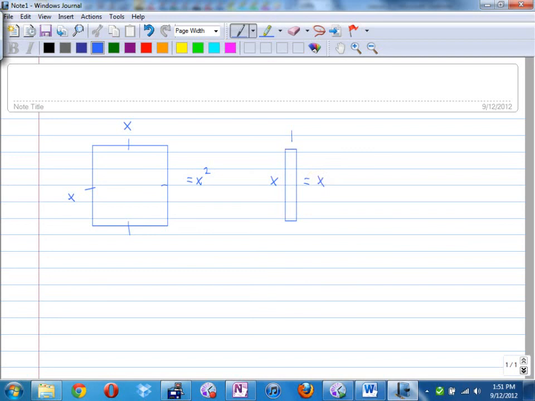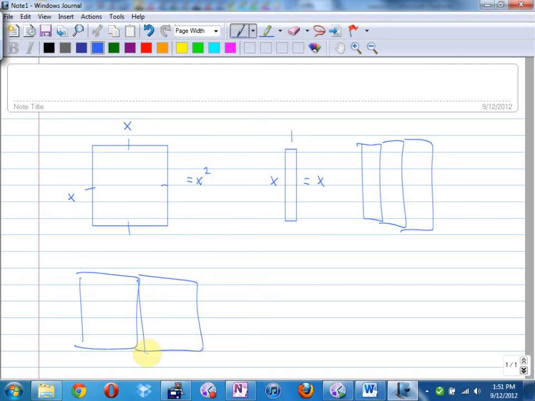You want a picture of 3x? 1, 2, 3. Drawn more neatly than that with a ruler, but there's a picture of 3x. You want a picture of 2x squared? There's a picture of 2x squared.